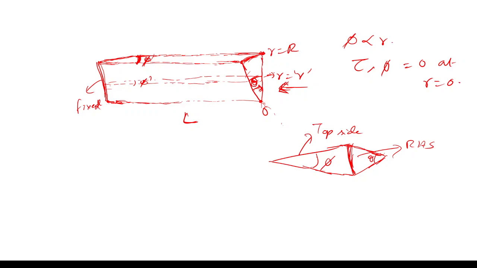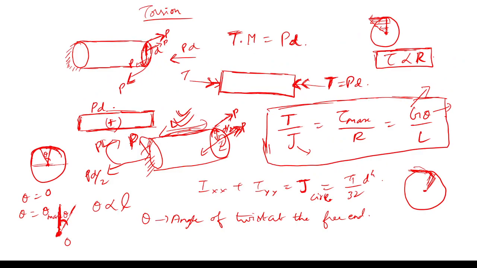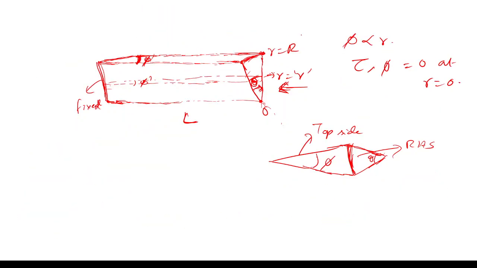So what we have seen is this equation, and how phi varies with radius, how theta varies with the length, and how shear stresses vary with the radius. All these three things we have seen. Now I think we are in a good position to solve some problems. Before proceeding, let's take this equation: T by J equals tau by R, where R is the radius of the circular shaft, which equals G theta by L.